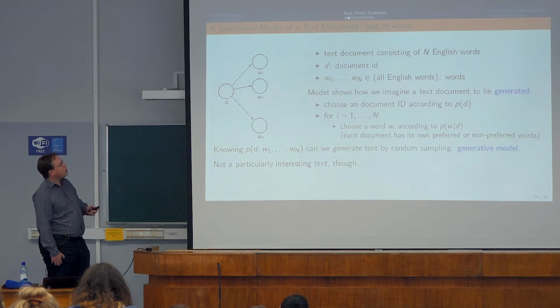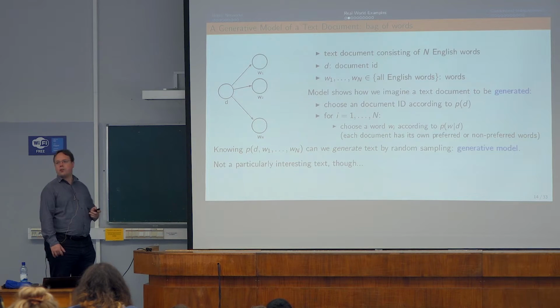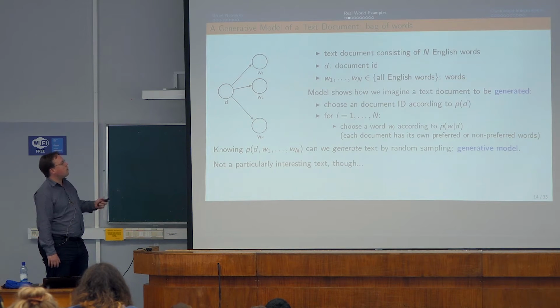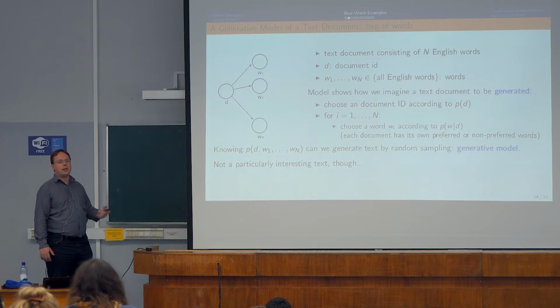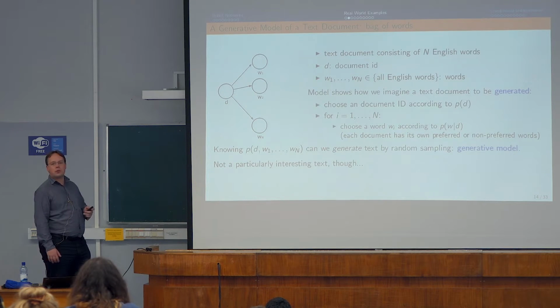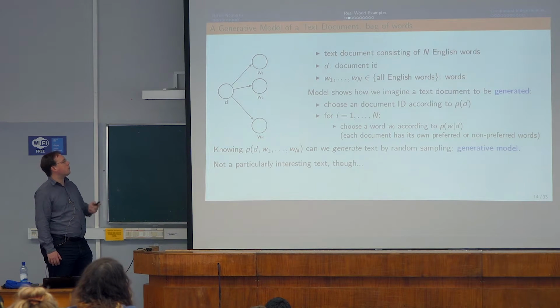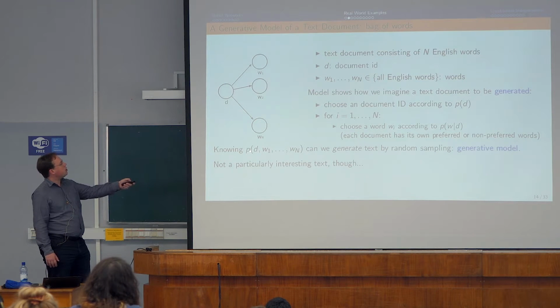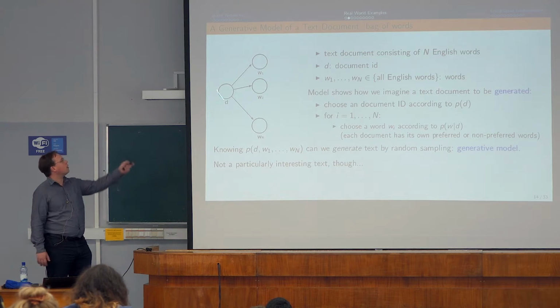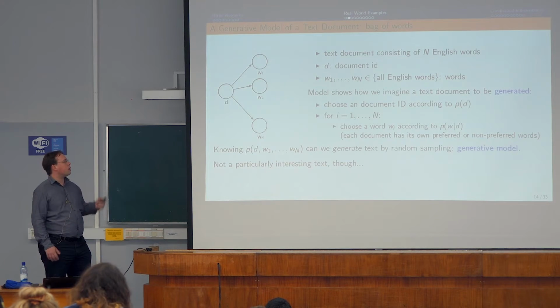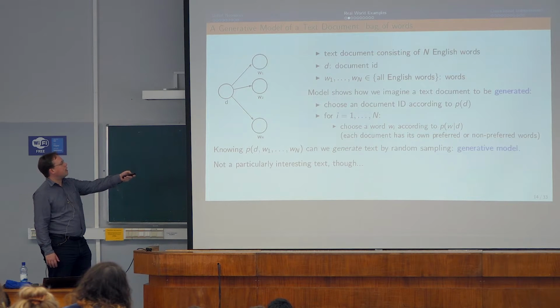Okay. I included this because it's an example of a so-called generative model. That means it's a model where you can create instances of data by a sampling process that you can read off from the model relatively quickly. You have a joint distribution of document ID and all the words, right? Because that's what this graph specifies. And you can create instances of these kind of assignments by randomly following this kind of procedure.